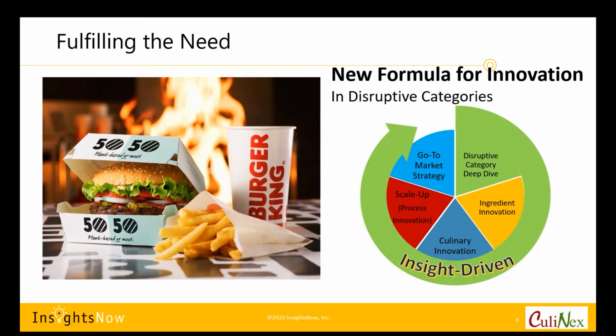Fourth, you have to be able to scale the process up. If you have a unique process that is not scalable, it's not commercializable, it's not going to lead to new products in the marketplace. And fifth, in many cases, a new go-to-market strategy is required to bring these disruptive products into the marketplace. People are not necessarily familiar with them. They're not familiar with the ingredients. They need to be educated. Please advance.